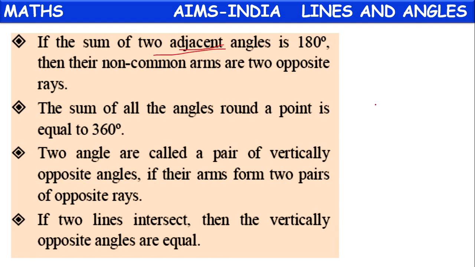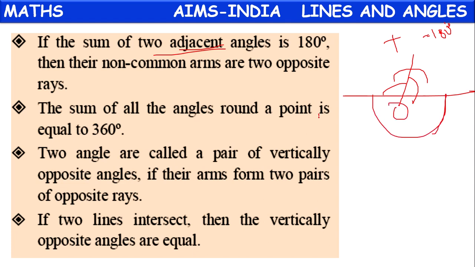So if the sum of two adjacent angles is 180 degrees, then these two, this OA arm and OB arm, will be opposite rays. OA and OB will be opposite rays.